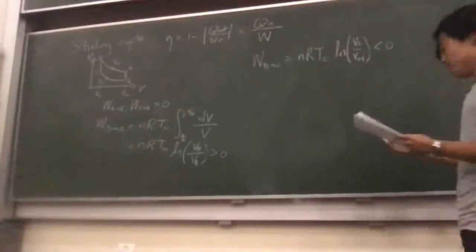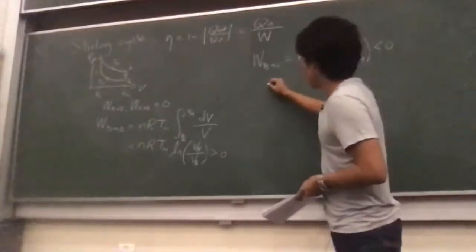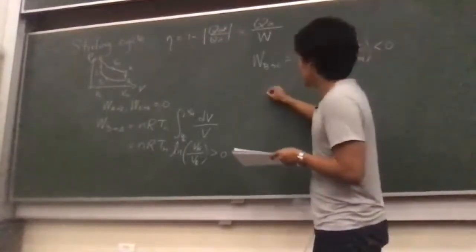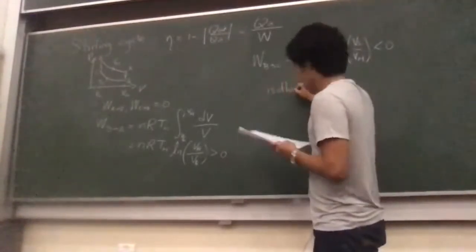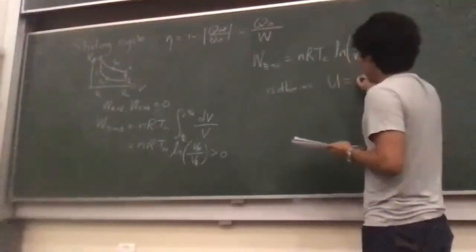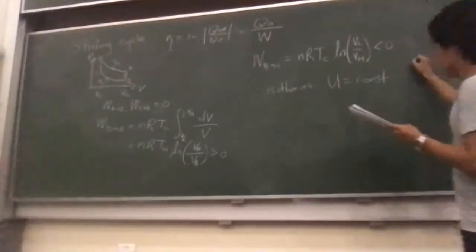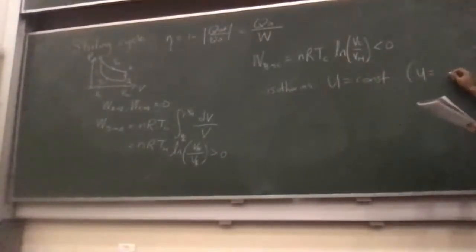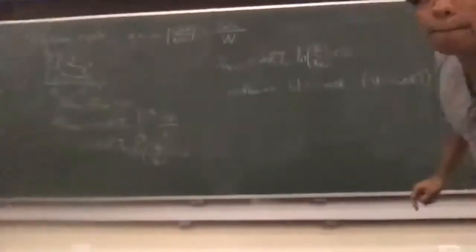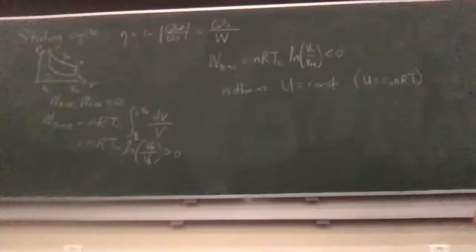Okay, and now you can start to look at the heat. On isotherms, the internal energy is constant, because internal energy has one definition with C_V and RT. In this case, all of these are constants. If your T is constant, then your internal energy must also be constant.